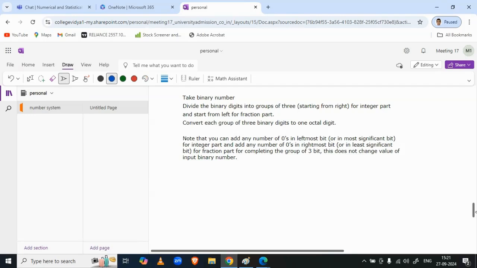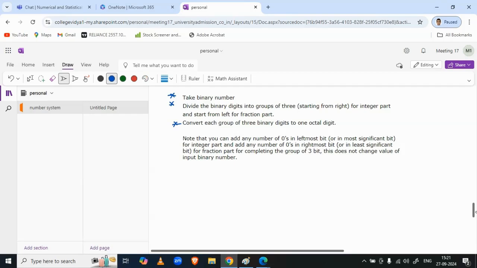Okay, start from the right for the integer part and start from the left for the fraction part. Convert each group of 3 binary digits to one octal digit. Note that you can add any number of zeros in the leftmost bit, or most significant bit, for the integer part, and add any number of zeros in the rightmost bit, or least significant bit, for the fractional part, for completing the group of 3 bits. This does not change the value of the input binary number.